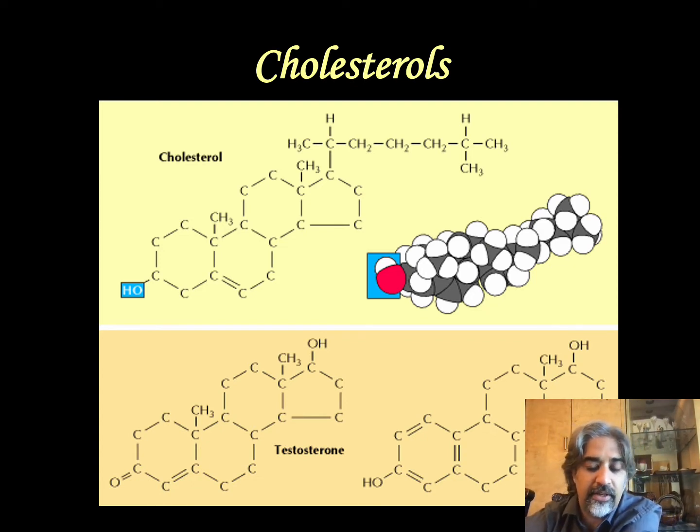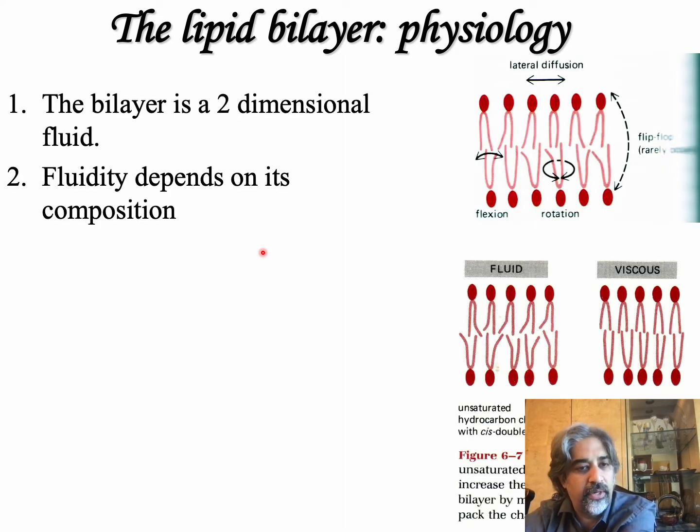And it's definitely in a sea of phospholipids. So let's talk about the physiology of the lipid bilayer. It's a two-dimensional fluid, and the fluidity depends on its composition. So you can have saturated fatty acid tails and unsaturated hydrocarbon tails. And the more unsaturated, the more fluid, the more saturated, the more viscous it's going to be.